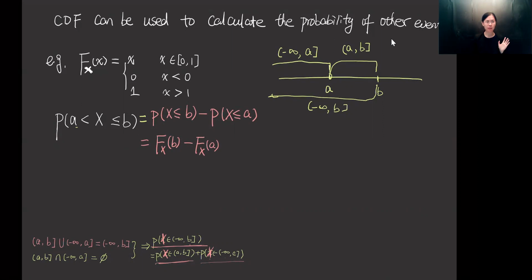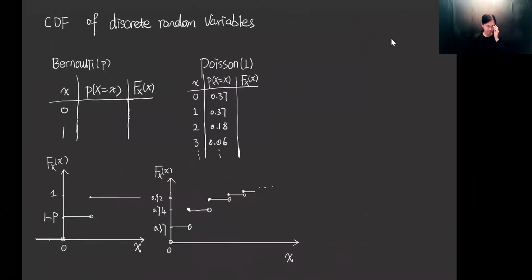And in the continuous random variable case, the other events are usually stated as intervals. The cumulative distribution function is useful for describing the distribution of continuous random variables, but it should also be understood that it's not unique to continuous random variables. It can also be used for discrete random variables. Let's consider some of the discrete distributions that we have discussed so far. For example, the Bernoulli p distribution.